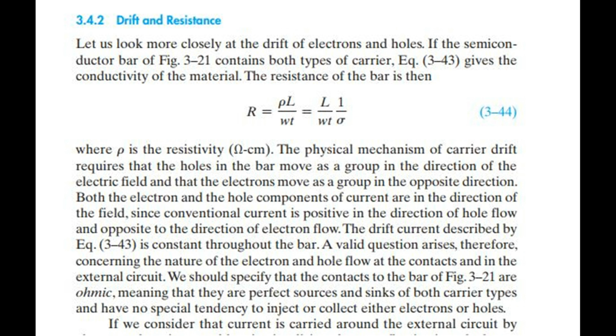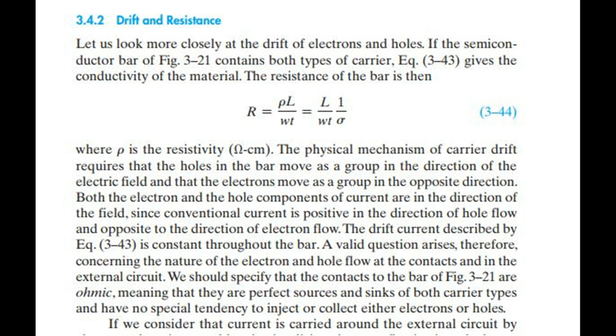Ω·cm. The physical mechanism of carrier drift requires that the holes in the bar move as a group in the direction of the electric field and that the electrons move as a group in the opposite direction. Both the electron and the hole components of current are in the direction of the field, since conventional current is positive in the direction of hole flow and opposite to the direction of electron flow. The drift current described by EQ 343 is constant throughout the bar.